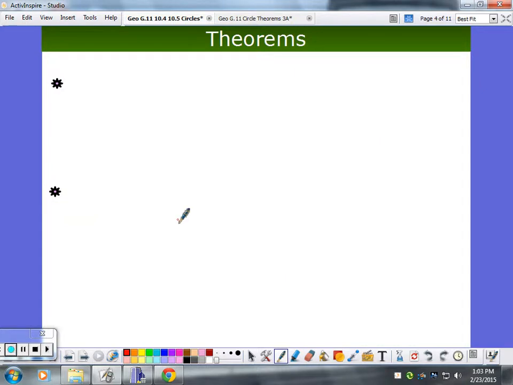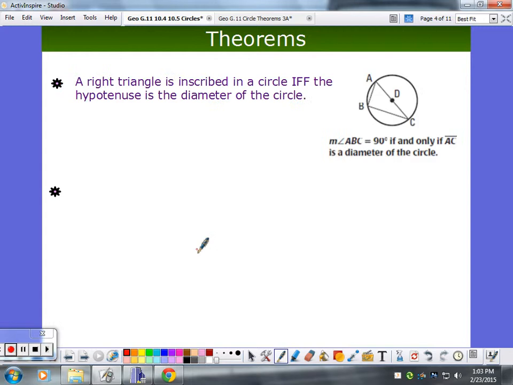More theorems because it's fun. Here we go, another theorem. A right triangle is inscribed in a circle, meaning that it's inside it. So when you inscribe a polygon, that's inside. Circumscribe would be if you put it outside. But if and only if, biconditional, the hypotenuse is the diameter. So if this is the hypotenuse, where's the right angle? Angle B. So let's get that drawn here.